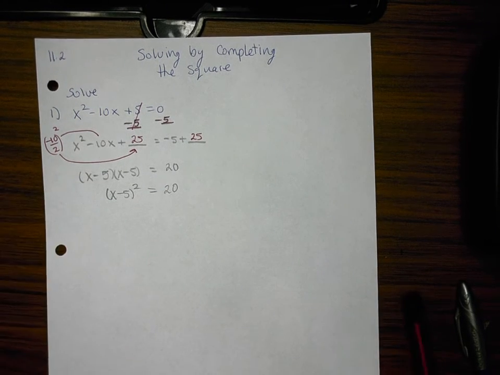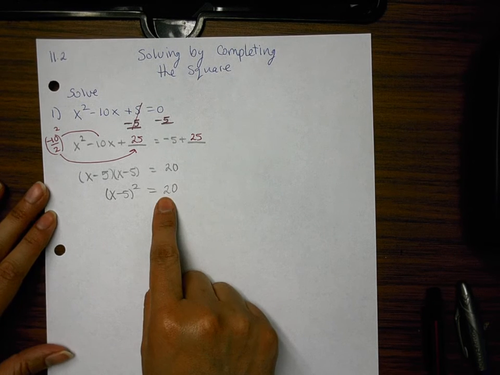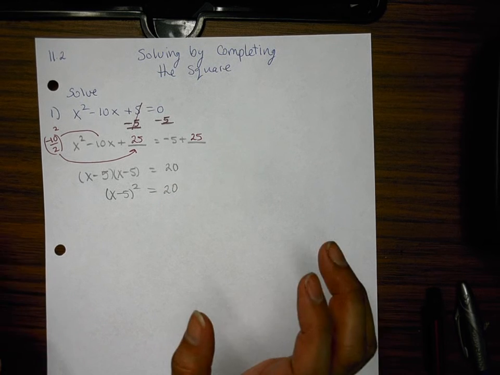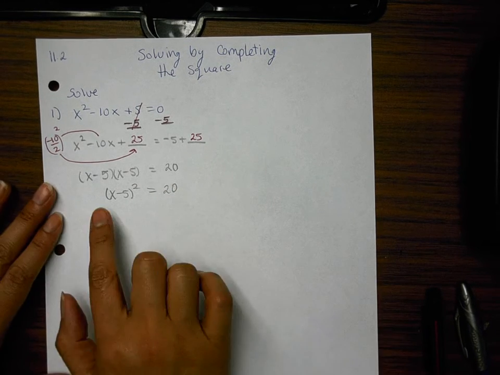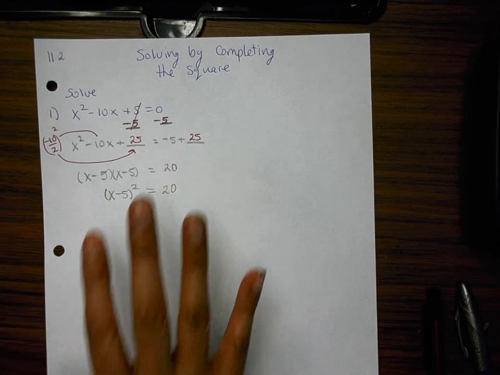Okay, now how is this different from our 11.1 lesson? On our 11.1 lesson, we subtracted the 20 to get it into vertex form. Now that I'm solving, I'm going to leave it like this. I'm not going to move the 20 over.